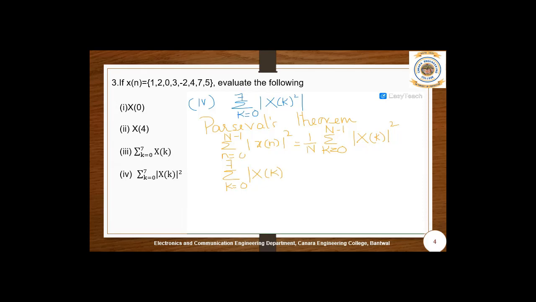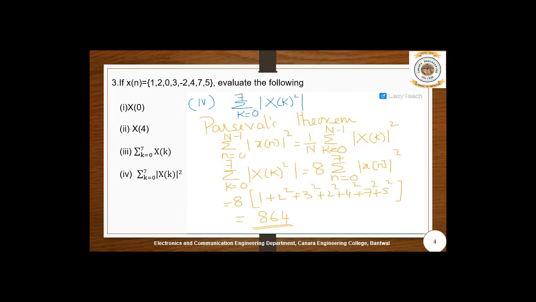whole square is equal to n. N is 8 here. So n value varying from 0 to n minus 1, that is, in this case it is 7, x of n whole square. So this gives me 8 into 1 plus 2 square plus 3 square plus 2 square plus 4 square plus 7 square plus 5 square. That will be 864. Answer is 864.